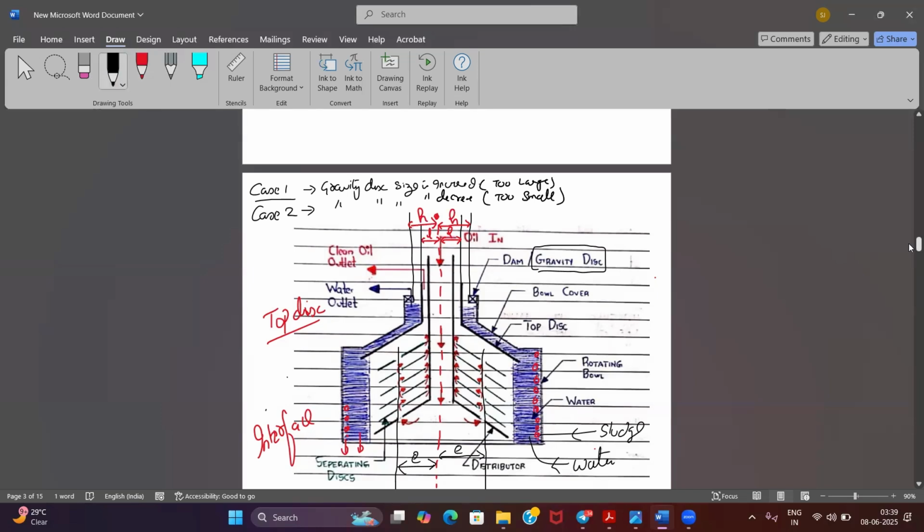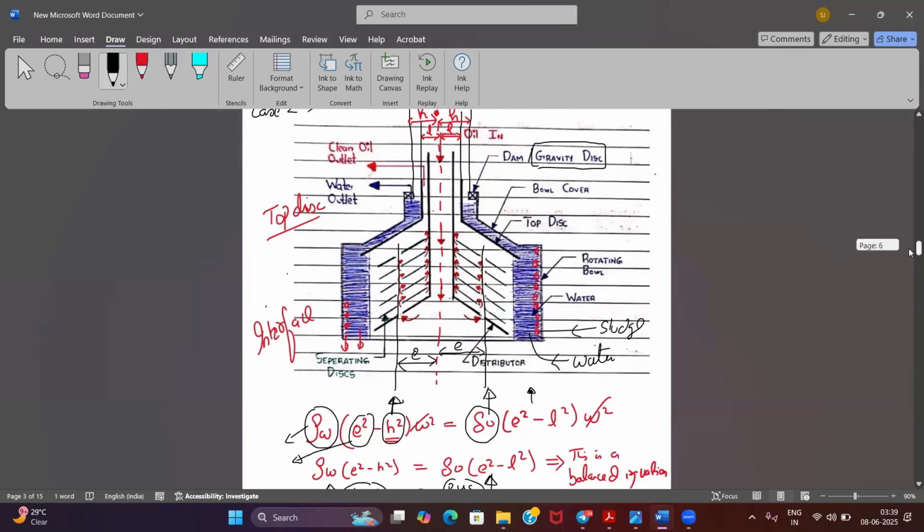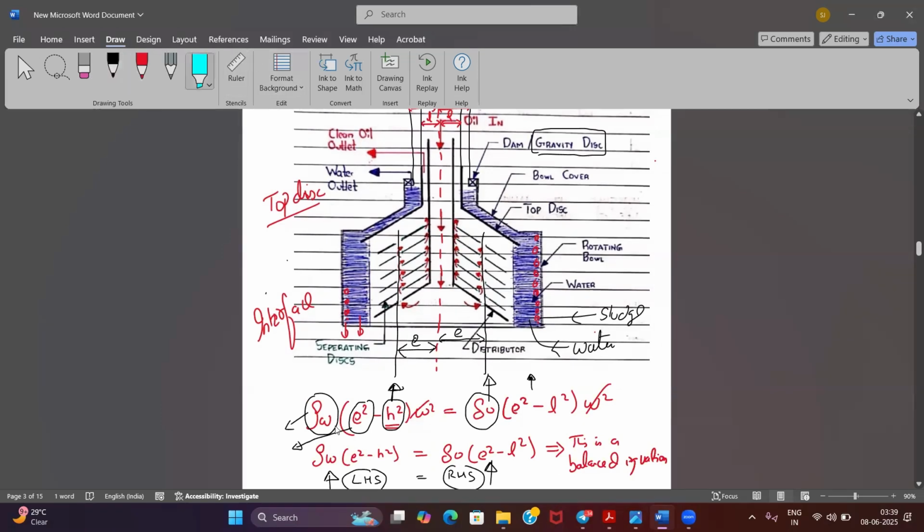So there is a derivation actually. We don't have to go to the derivation. We just have to remember what my balance equation is. This balance equation is what we get derived out of this. Until this equation is balanced, your purifier is not overflowing, at least because of the density of the oils factor. So this is the balance equation: rho of water, the density of water, times E square minus H square, equals density of oil times E square minus L square.